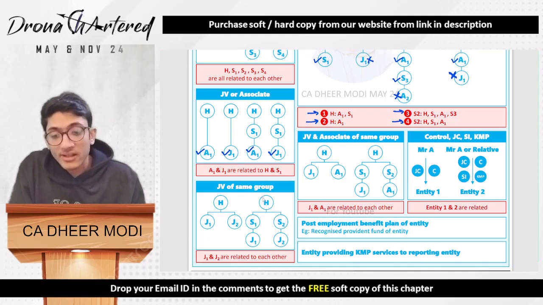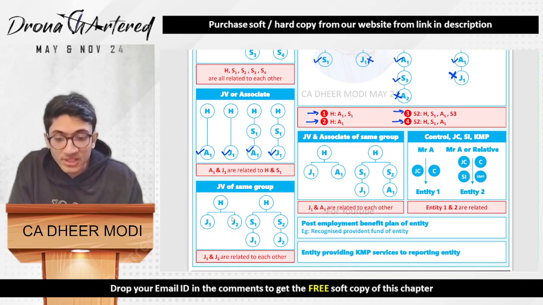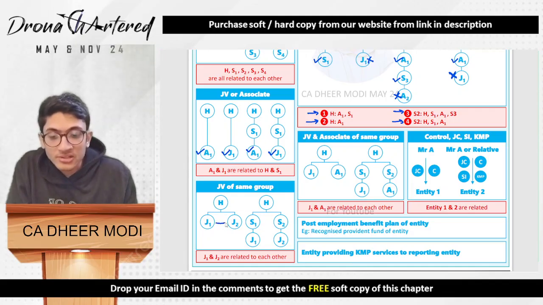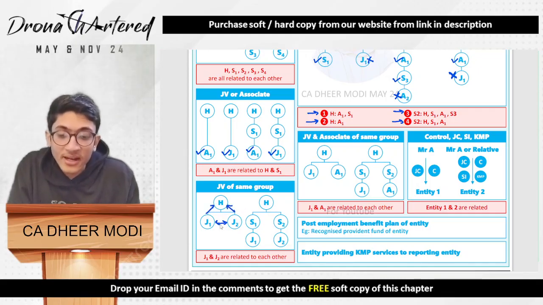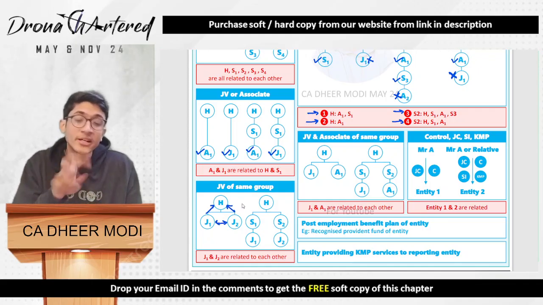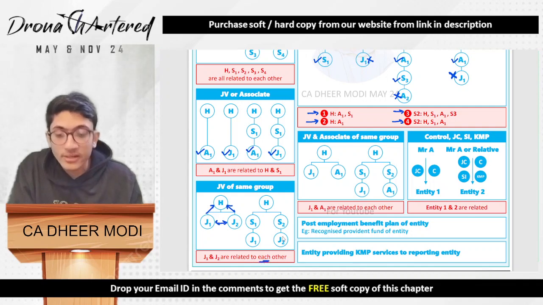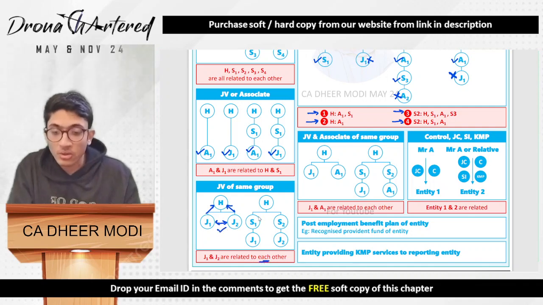Next is joint ventures of the same group. Say for example, you have a holding company and you have J1 and J2. So the question is, are J1 and J2 related to each other? We already know that J1 will be related to H and J2 will be related to H, but we want to understand, are J1 and J2 related to each other? Are both the joint ventures also related parties for each other? Answer is yes, J1 and J2 are also related to each other.